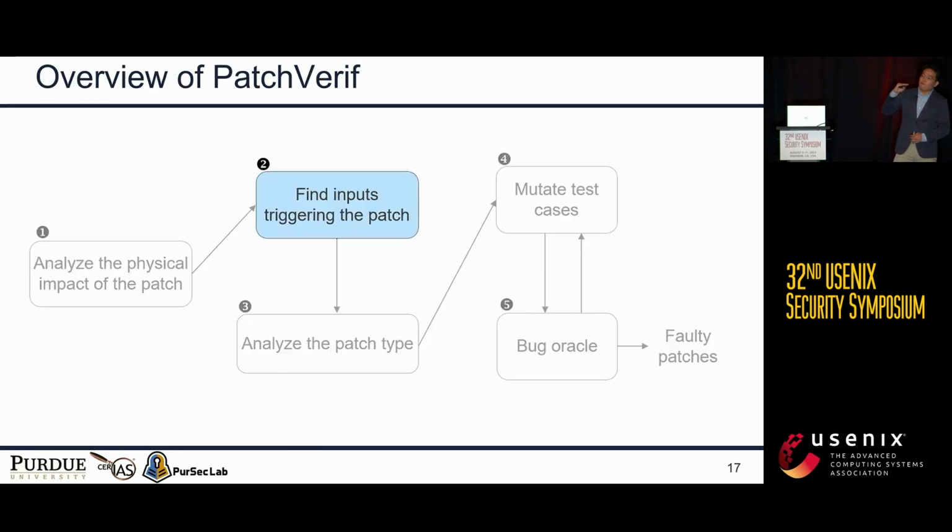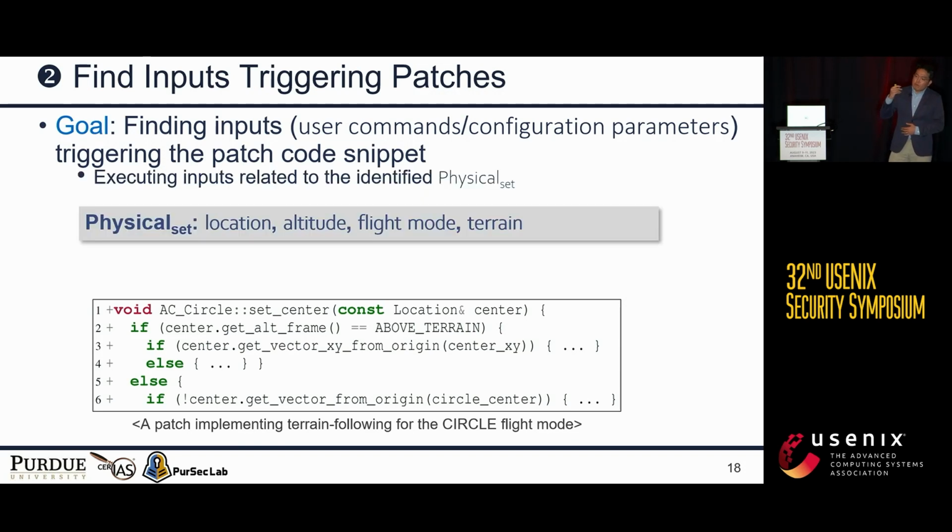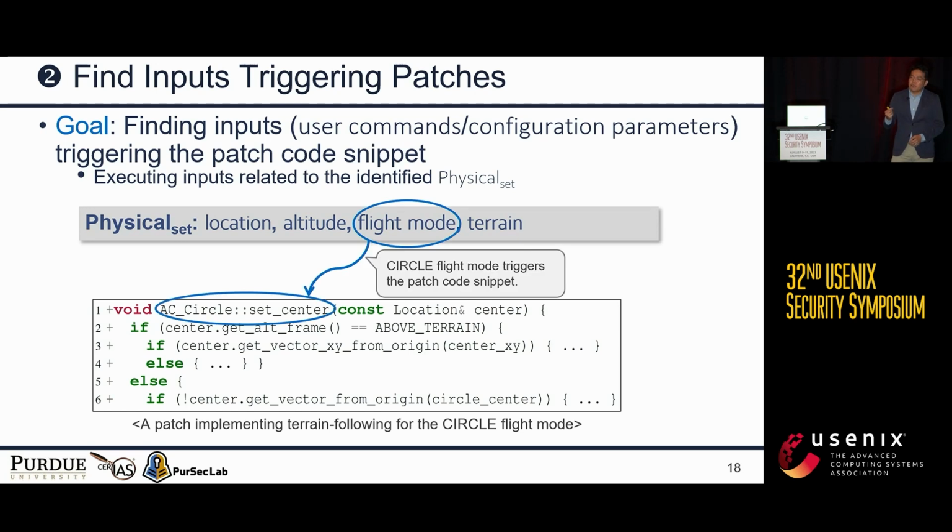Next, we need to find a specific set of input triggering the patch code. But how can you do that? Our main idea is that if we mutate input related to the identified physical state, we are highly likely to trigger the patch code. Indeed, when PatchVerif changes the RV's flight mode into the circle flight mode, PatchVerif successfully triggers the patch code below.